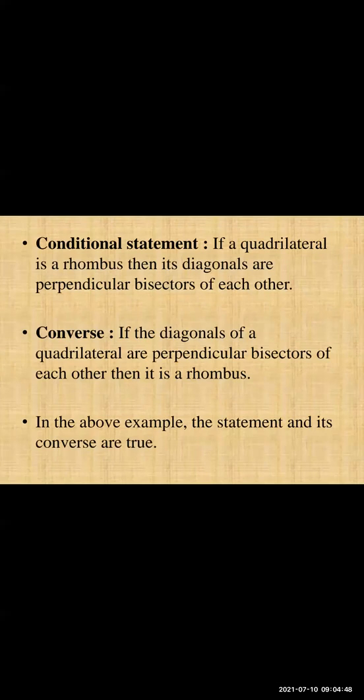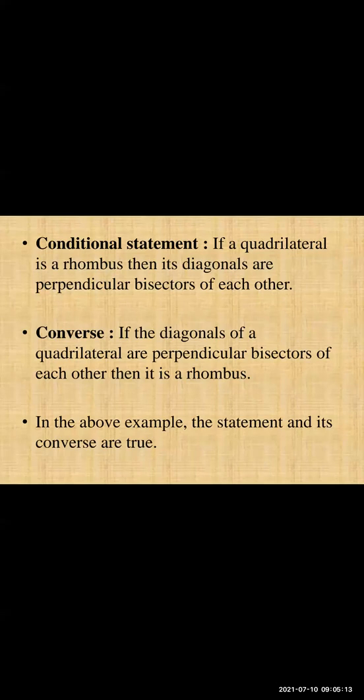So what is the conditional statement given to us? First, the conditional statement given is: if a quadrilateral is a rhombus, the same example, then its diagonals are perpendicular bisectors of each other. This is the conditional statement we have seen. Then what is its converse? What will be the converse?